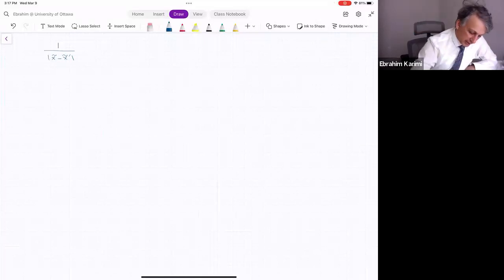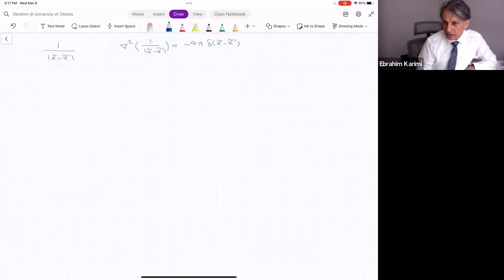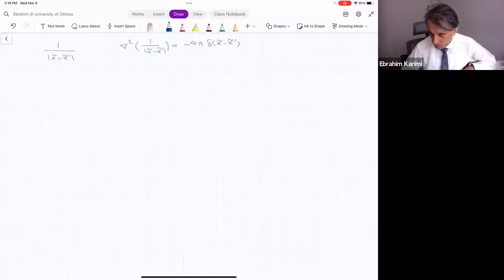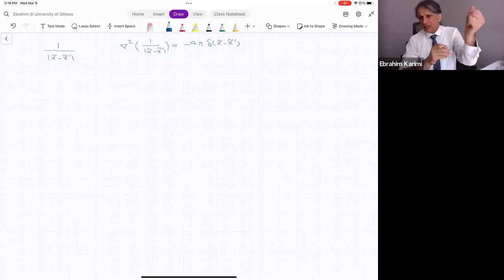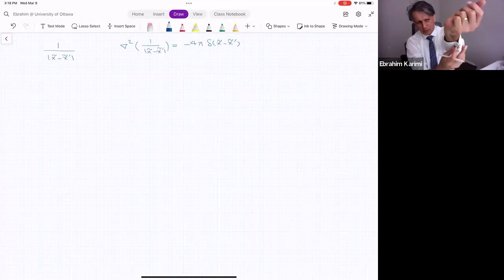And the property was that if you look at the Laplacian of this function, 1 divided by |x minus x prime|, that was given by minus 4 pi delta of x minus x prime. And no doubt that this is identical when you swap x and x prime. All right. And that appears in many different contexts that we work with.